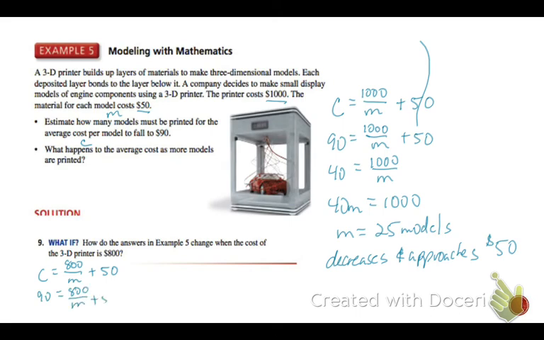So subtracting 50 from 90, and then multiplying both sides by M, our number of models, and dividing by 40, it will just be 20 models that will have an average cost of $90 if the printer cost was less, $800.